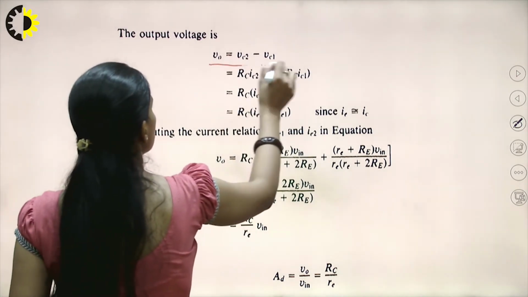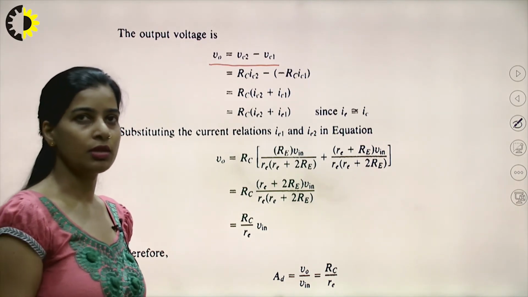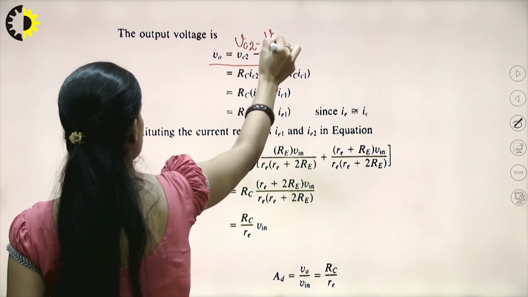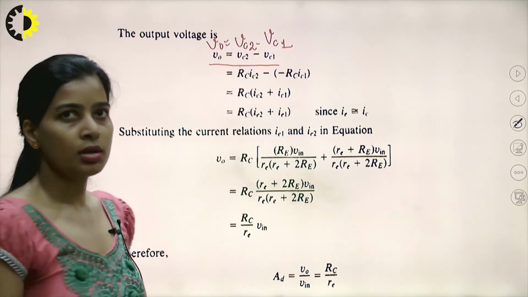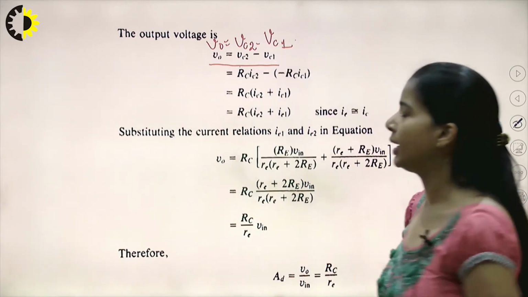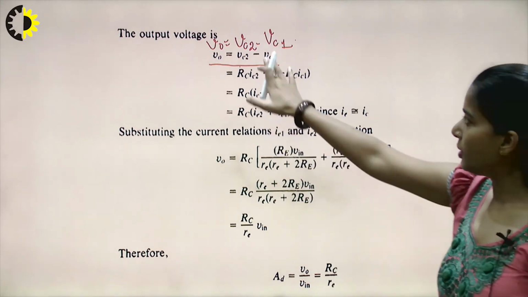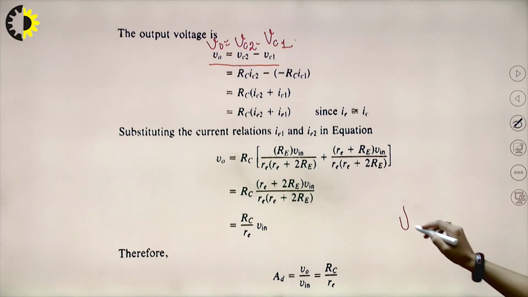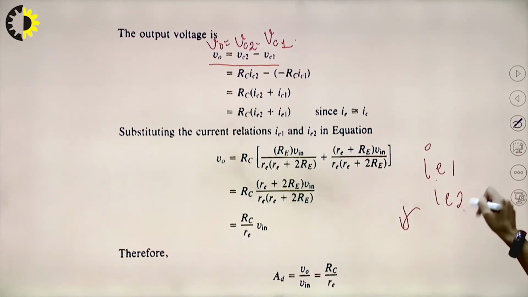Output voltage, as it is a balanced output configuration, so we will be measuring output between the two collectors. So that is written here, VC2 minus VC1 is your Vout. Now we can put the VC2, that is voltage at collector 2 and voltage at collector 1, in terms of resistance and current. Why are we doing this? Why are we replacing VC2 in terms of resistance and current? Because we have already calculated the two currents, that is IE1 and IE2.